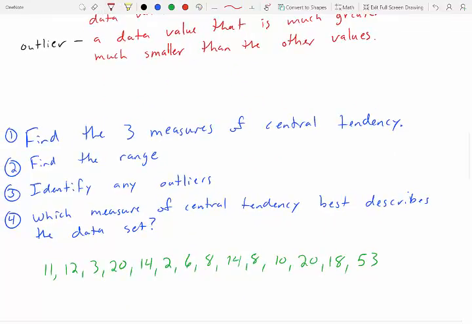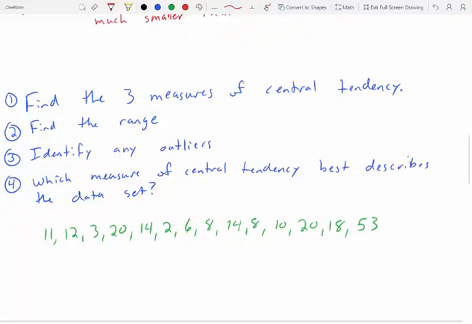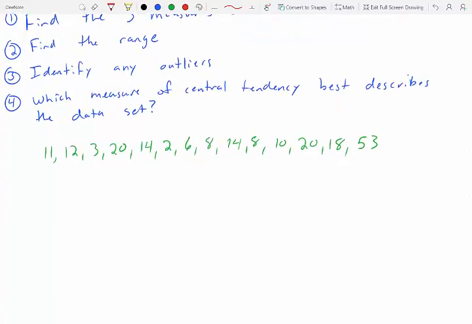So if we get down here, we have four parts to this problem. We need to find the three measures of central tendency. We have to find the range, we have to identify any outliers, and we have to say which measure of central tendency best describes the data set. So we'll start with number one. We have to find the measures of central tendency. Now if we remember, the measures of central tendency are the mean, the median, and the mode.